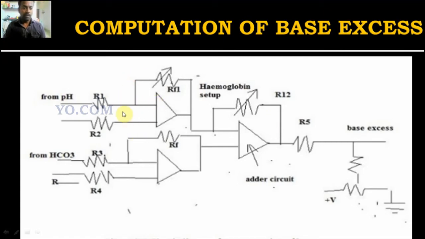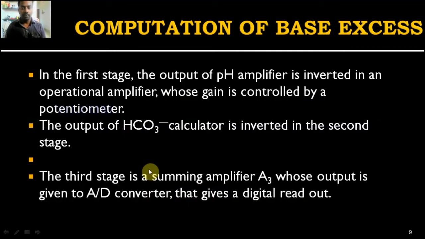In the first stage, the output is inverted because the input is given to the inverting input terminal. Similarly, HCO3 is also given to the inverting input terminal. That is inverted in an operational amplifier whose gain is controlled by a potentiometer. The output of the HCO3 calculator is inverted in the second stage. In the third stage, the summing amplifier A3, whose output is given to an analog to digital converter, gives a digital readout value.